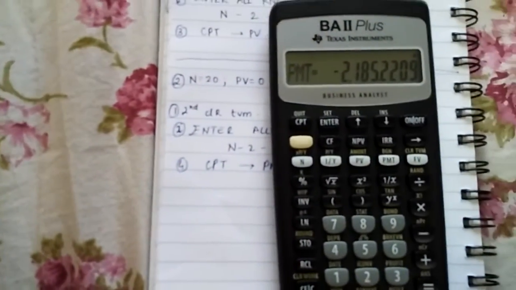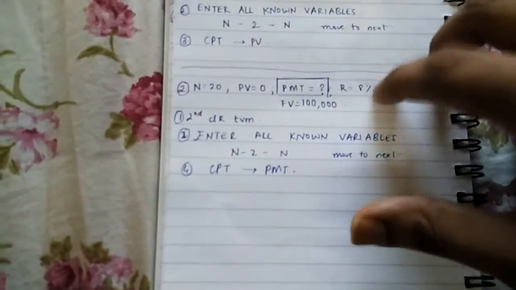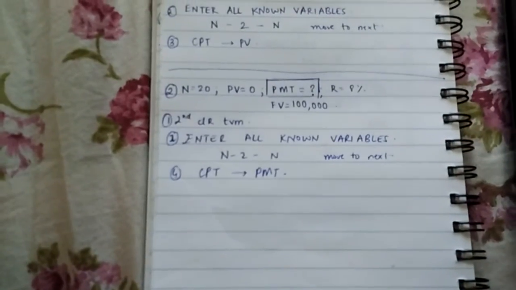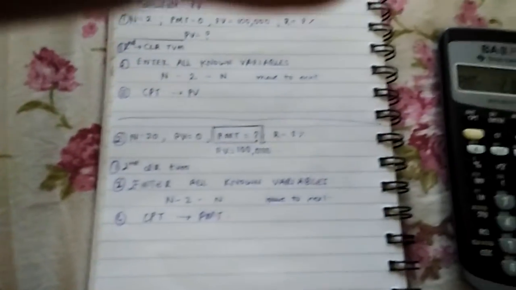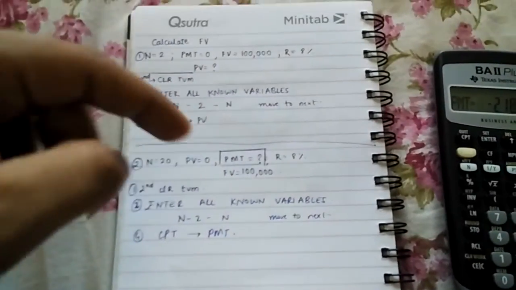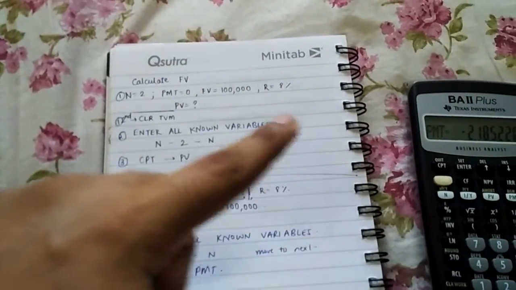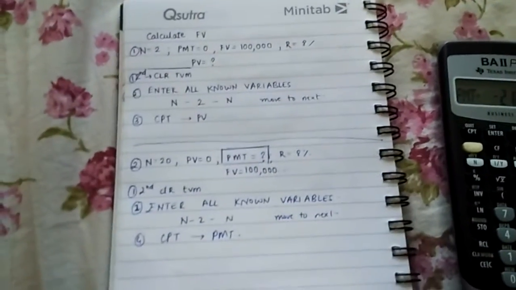So 2185 every year would give you this value at an 8% rate of return in 20 years. So that's just about it. Other calculations work the same way: if you have any 4 of these values, the fifth one can be calculated using the same method.